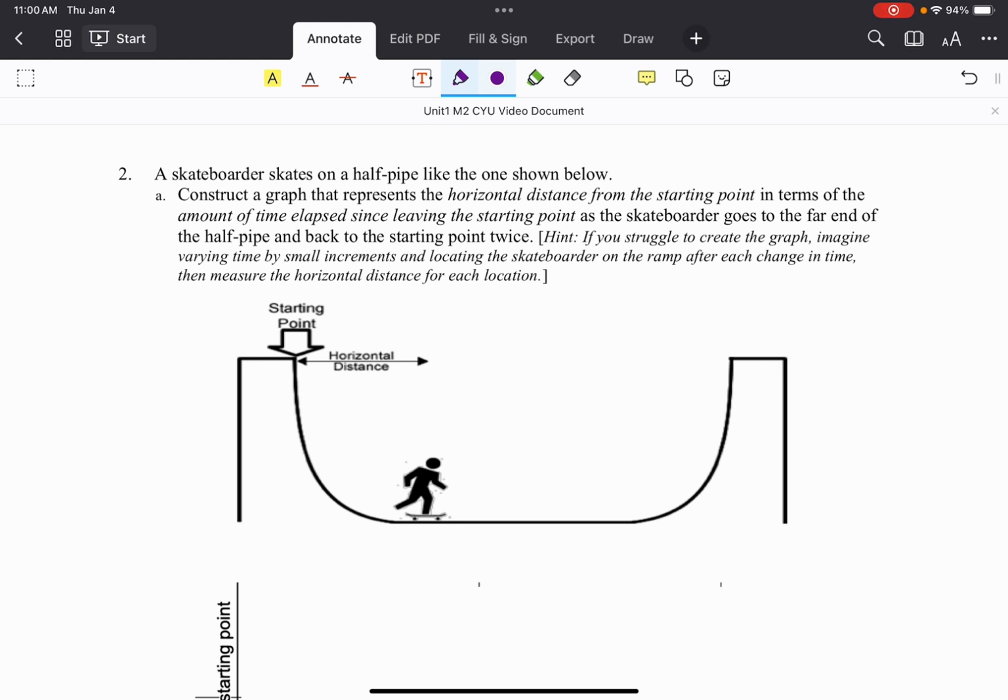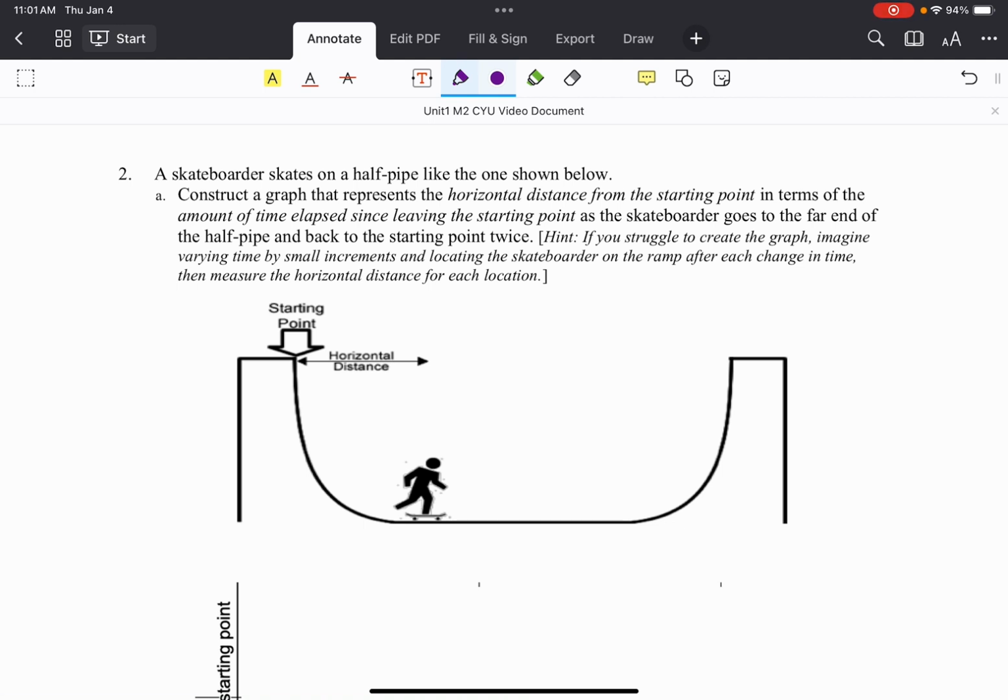My graph is going to look slightly different than the graph you will see in the CYU solutions, because I'm basing my graph partly on the video I'm going to share with you, which adds a little more detail to what might be going on in this skateboarding situation. But I find it really helpful to watch the video. I'm not a skateboarder. I don't normally watch skateboarding. So what a skateboarder looks like on a half pipe is not something I really am familiar with.